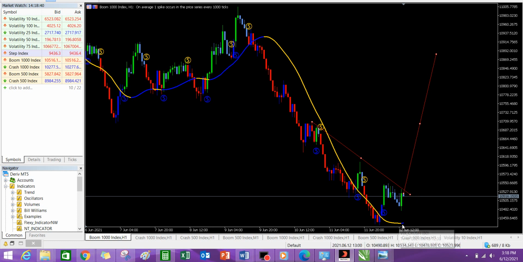But as we can see, it is trying to break out. It is trying to go back on uptrend. How far it will go, we don't know yet until it breaks out from this. So make sure you do your analysis very well before you jump into the trade.